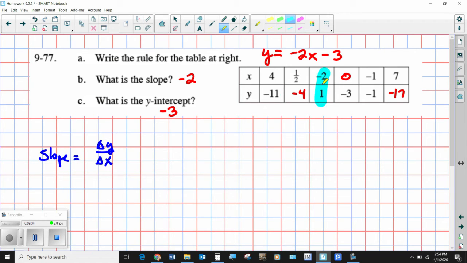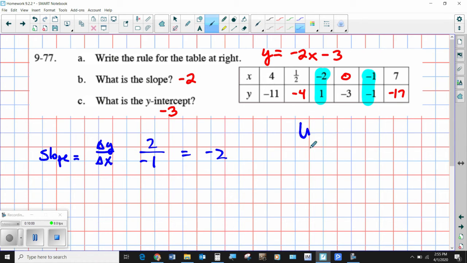So I think I'll take these 2 points right there. So the change in y to get from -1 to -2 goes down 1. So my change in x is going to be -1. And to go from this point to that point for the y's, it goes up 2. So that is equal to -2, which means our slope is -2.